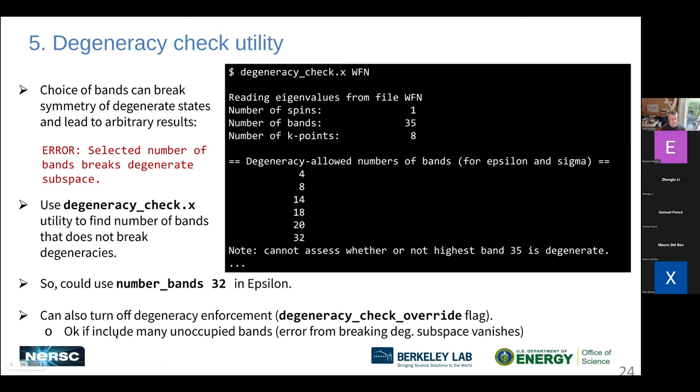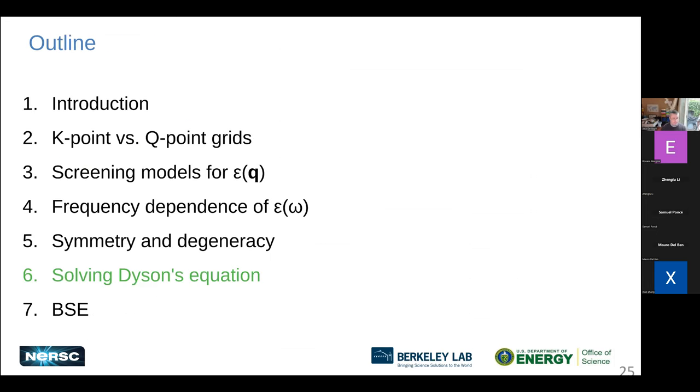So that's what we're saying here: it's okay if it's part of the many unoccupied bands that you're summing over, but likely not okay if it's part of the bands that you actually want to calculate the self-energy for. And let's talk a little bit about that piece now.